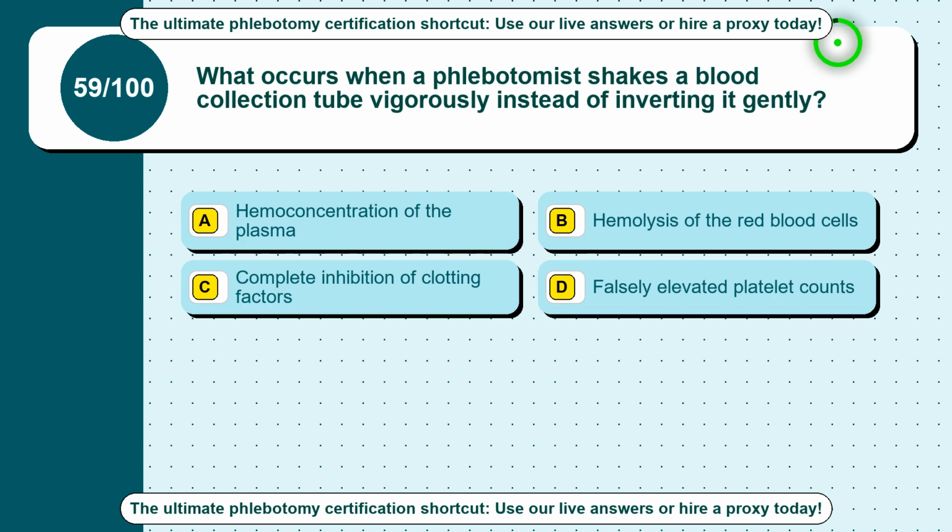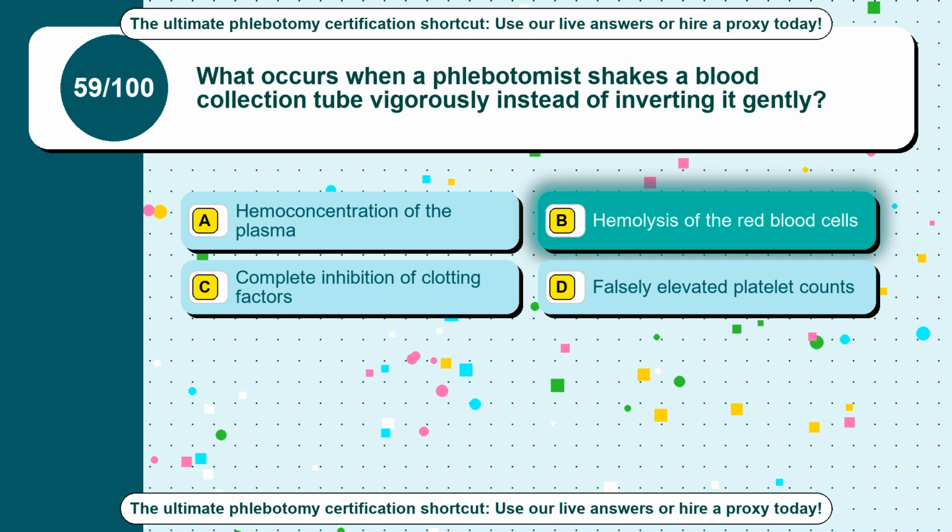Question 59. What occurs when a phlebotomist shakes a blood collection tube vigorously instead of inverting it gently? Option A. Hemoconcentration of the plasma. Option B. Hemolysis of the red blood cells. Option C. Complete inhibition of clotting factors. Option D. Falsely elevated platelet counts. The correct answer is option B.